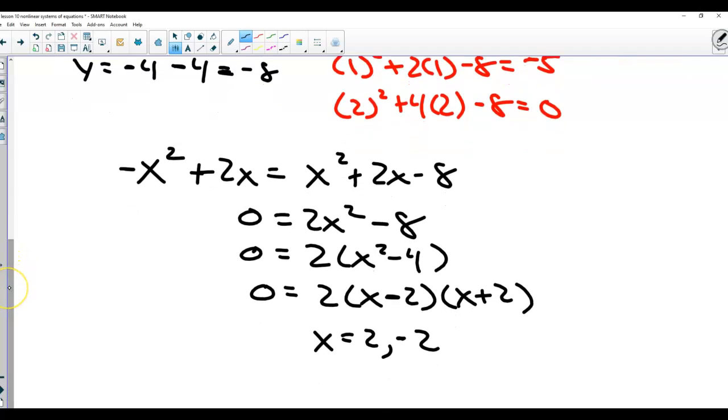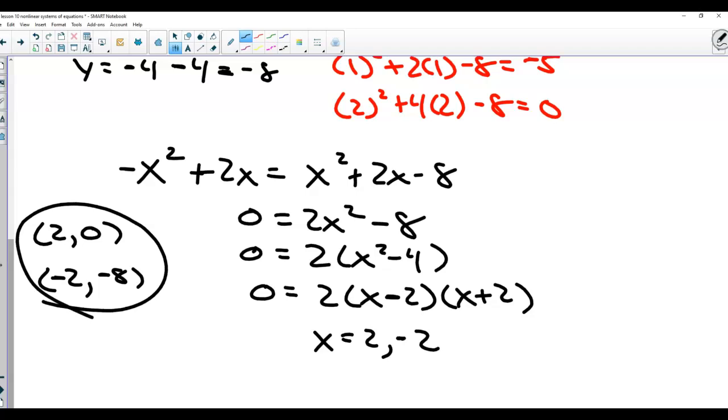If I plug that back into an original, when my x equals 2, 2 squared is 4, it's negative 4, plus 2 times 2 is 4, negative 4 and 4 is 0. When my x is a negative 2, negative 2 squared is 4, we apply the negative, negative 4, 2 times negative 2 is negative 4, negative 4, negative 4 is negative 8. You should get the same answer.